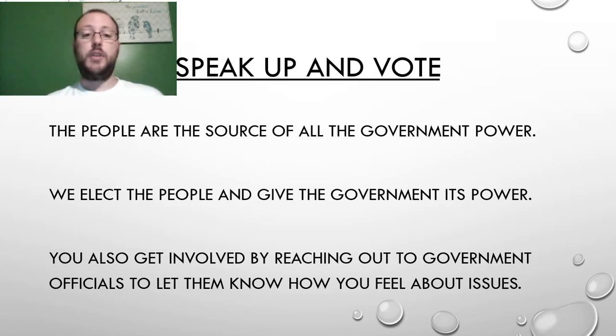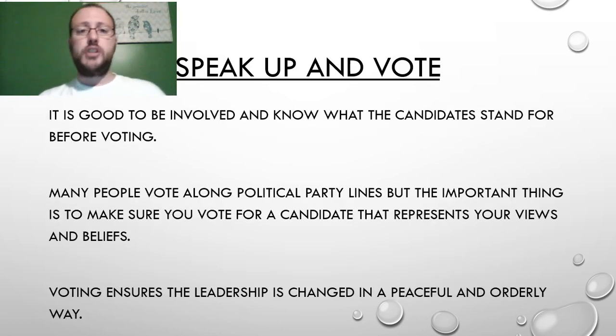You also get involved by reaching out to government officials and letting them know how you feel about issues. You can email, call, whatever, somebody in Congress, one of your representatives, and tell them about an issue that you have, and they'll listen. Even though you're a teenager and you can't vote, one day you're going to be able to vote. And that person maybe will be wanting your vote one day. And so they listen whenever you talk to them. So if you have a problem with something going on in the government, reach out to your government officials and let them know. It's good to be involved.